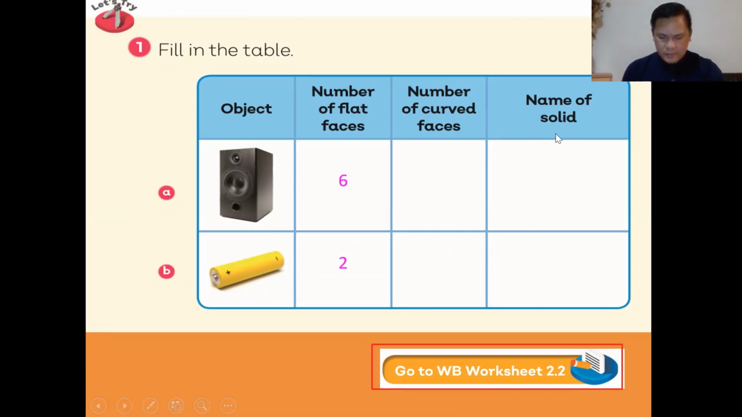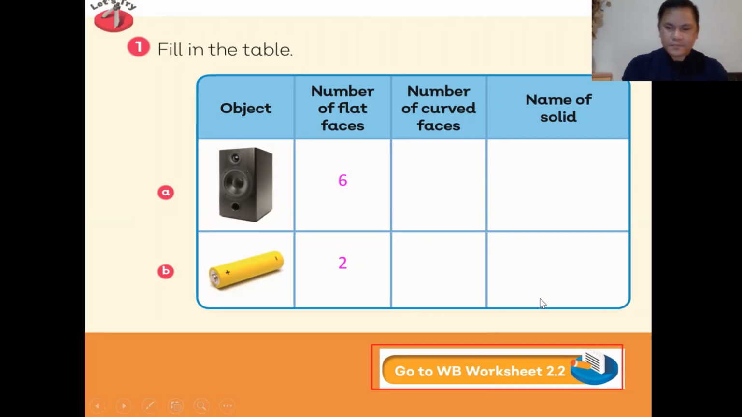Okay, can you name the solid shape? What shape is this? What is the name of the solid? This is a cuboid. How about letter B? What is the name of the solid? It is a cylinder. Very good. So if you know already the solid names of each shape, let's go to worksheet 2.2.